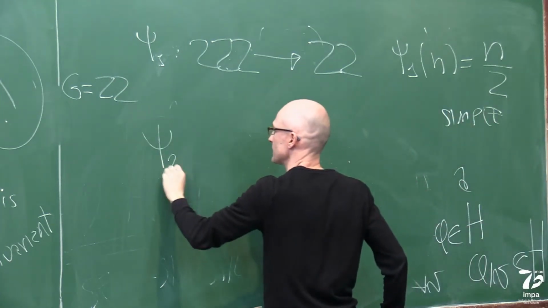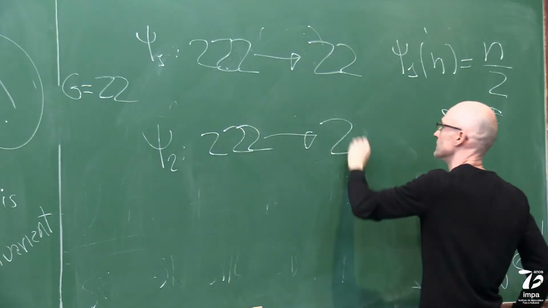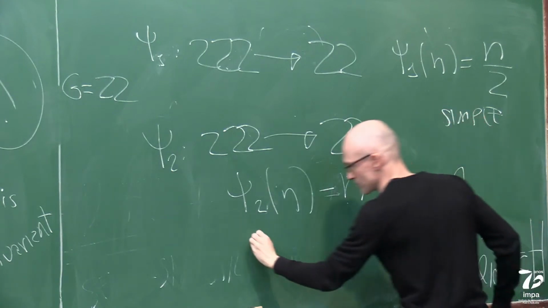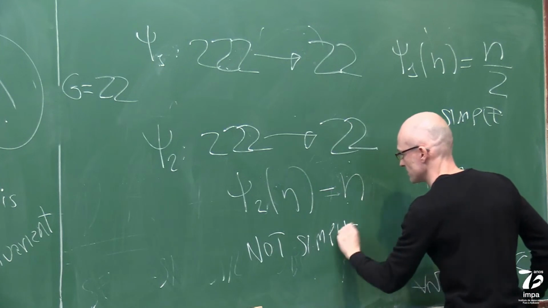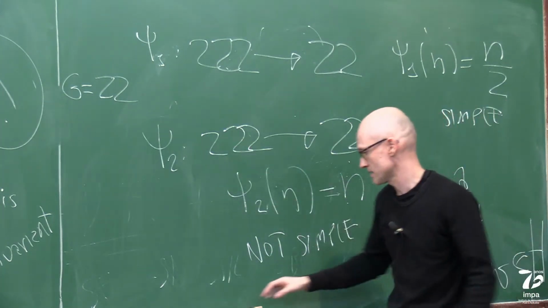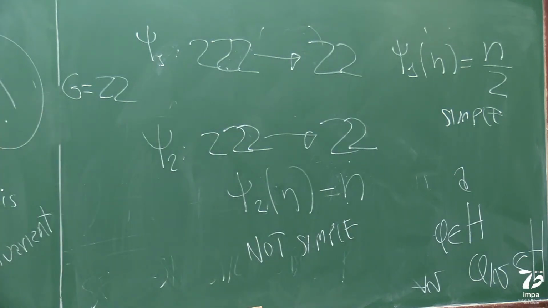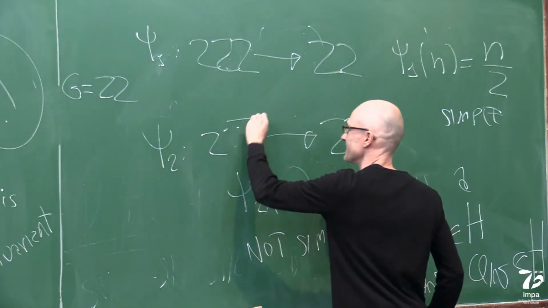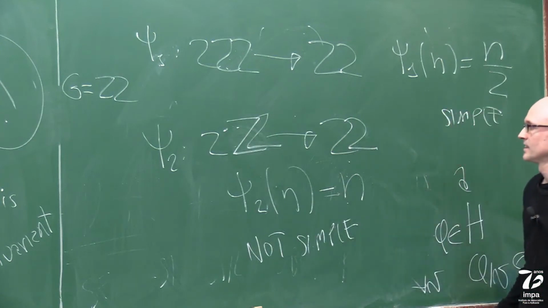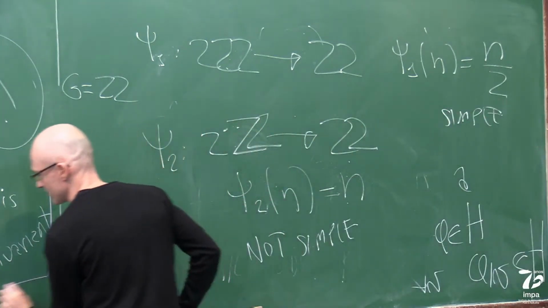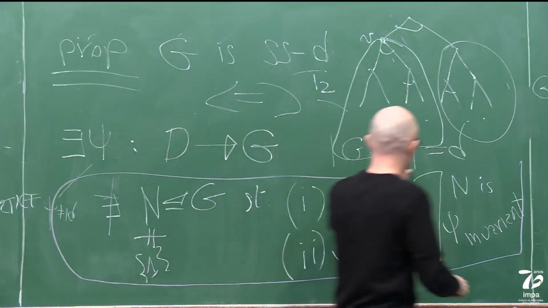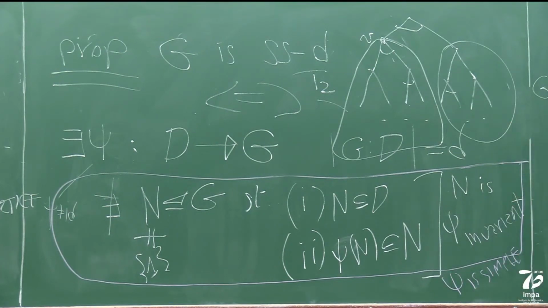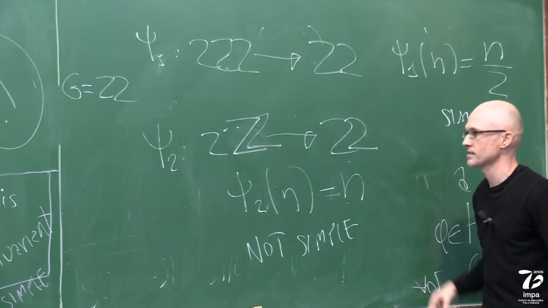Instead, if you take the injection, this is not simple. You can take as domain 2Z itself, from 2Z to Z. But what do you mean, simple? Simple is this: if psi satisfies this property, then psi is simple. It's a definition. Okay. So this one is simple and this other one is not.